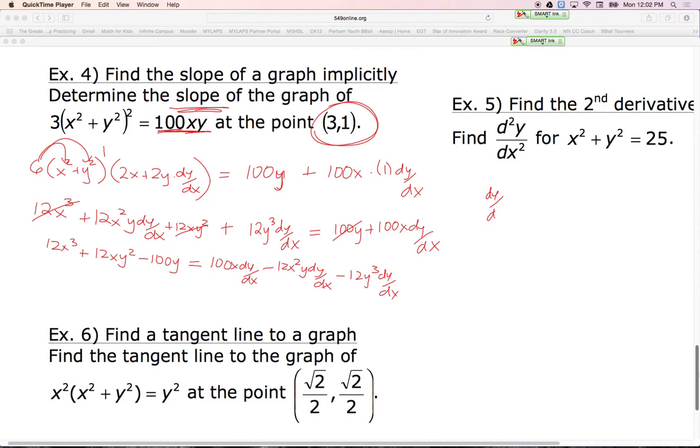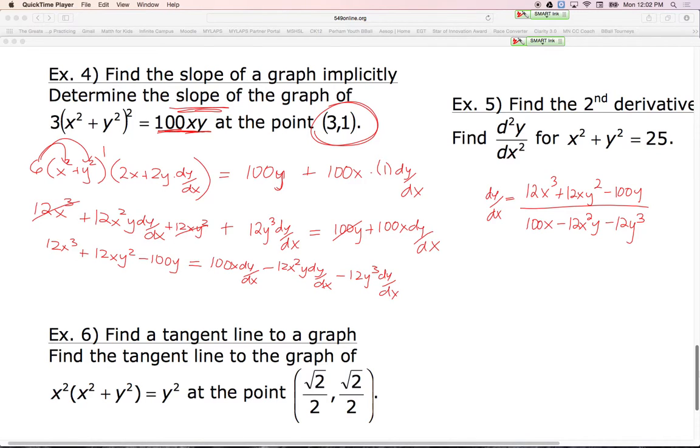dy dx equals 12x cubed plus 12xy squared minus 100y divided by 100x minus 12x squared y minus 12y cubed. Does everybody see that? Raise your hand if you do not see how we got from this last step here to my dy dx. Now's the time to stop me.